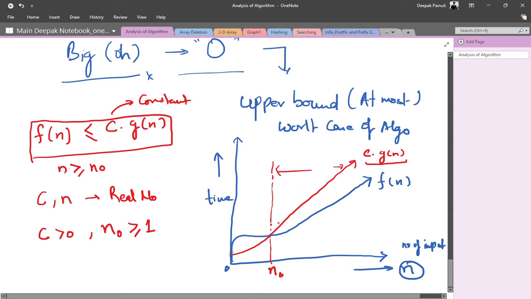So n0 could be 1, 2, 3, anything, after which we can see the performance of these two functions, right? What I mean to say is n0 should be greater than or equal to 1 because 1 is the minimum limit. It could be 1 at minimum, and it could be 2 also; it depends on the function. But in the big O case, our other function should always be greater than our initial, basic function. So to prove that, let us take an example.